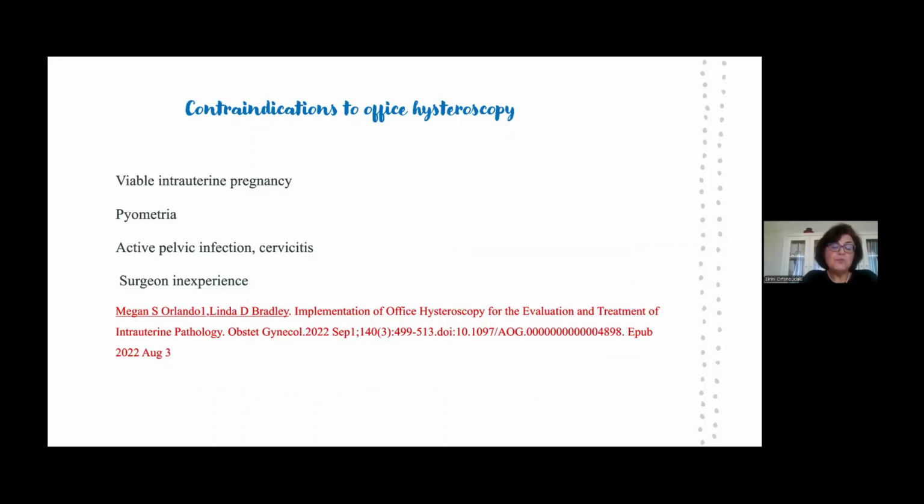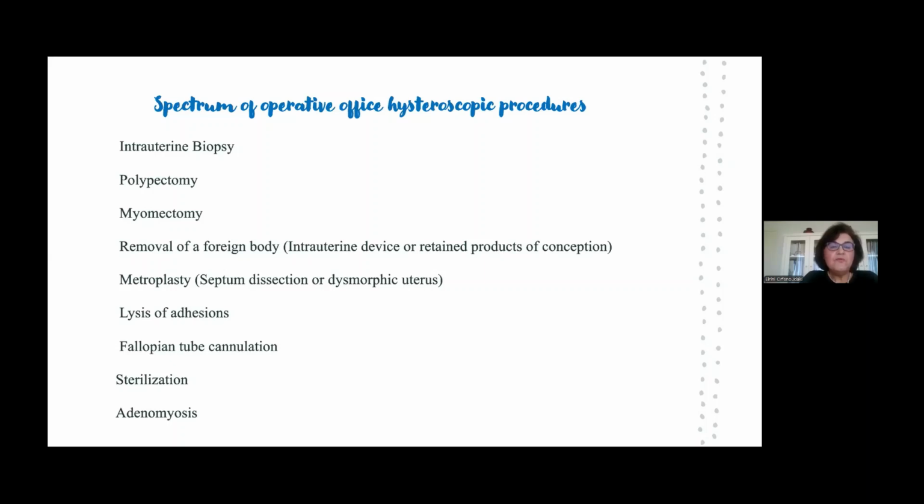Contraindications to office hysteroscopy are viable intrauterine pregnancy, pyometra, active pelvic infection, cervicitis, and surgeon inexperience. The spectrum of operative office hysteroscopic procedures includes intrauterine biopsy, polypectomy, myomectomy, removal of a foreign body, metroplasty, septum dissection or dysmorphic uterus, lysis of adhesions, fallopian tube cannulation, sterilization, adenomyosis.